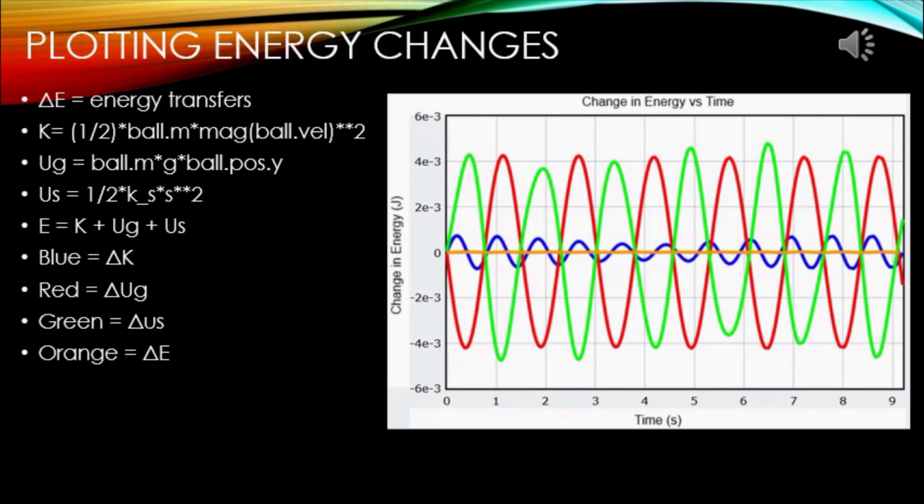The energy principle states that delta E is equal to the energy transfers in and out of the system. To plot the energy changes, I would find the energies after predicting the movement of the ball and compare it to the energies in the prior iteration of the loop. There are 3 energies present: the kinetic energy, the gravitational potential, and the spring potential.